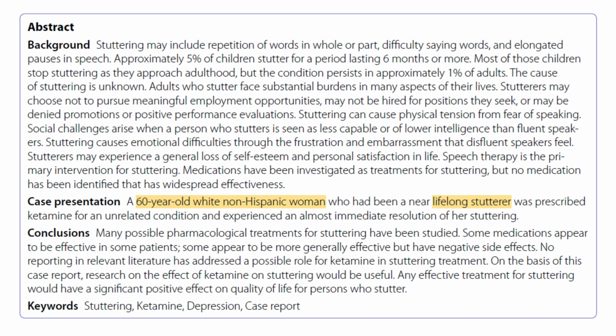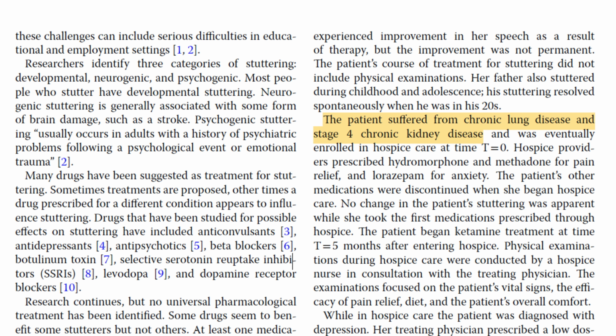The patient's age, sex, race, and diagnosis are listed in the case presentation section of the abstract. She is a 60-year-old white, non-Hispanic woman with a developmental stutter, also referred to as a stammer in the UK. Her medical history is described in the second column on page 2. She suffered from chronic lung disease and stage 4 chronic kidney disease.